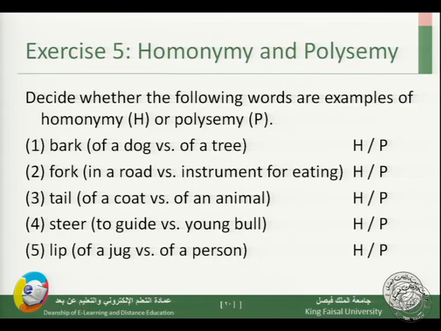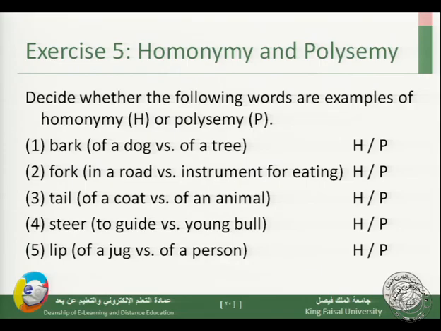Three, tail. When we say the tail of a coat or the tail of an animal, is there a relationship between the two meanings? Are they closely related, or is there no relationship between these two? Yes, so we see that the tail of a coat and that of an animal have the concept of coming at the end of something. So this concept means that these two are related, and so we say that tail, when we mean it as the tail of a coat, or when we mean it as the tail of an animal, these two are polysemous.